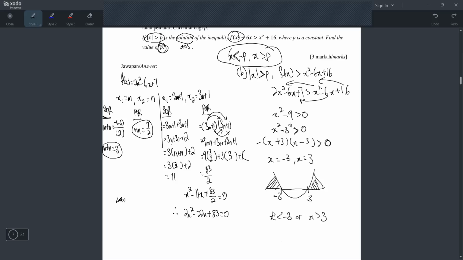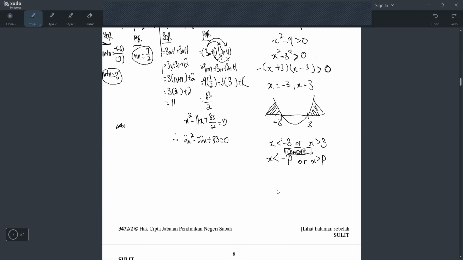So the answer that they give is what? x smaller negative p or x bigger p. So now you will compare these two like that. So when you compare this, you will know your p value. What is your p value?